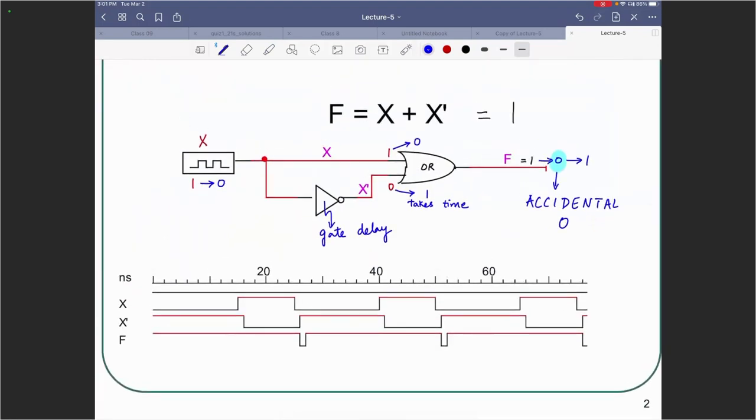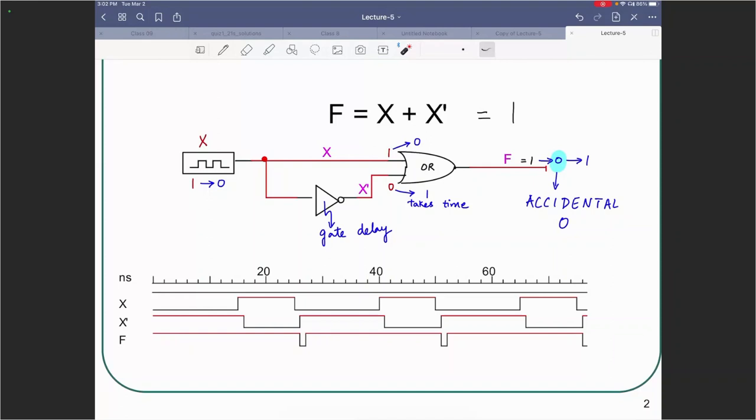Let's monitor the situation by taking a look at timing diagrams. What are these? These are waveforms for X, X complement, F. Their levels are being monitored as a function of time. So you have a time scale that is provided in nanoseconds. So you've got 20 nanoseconds there, 40 nanoseconds over there, and so on. So the x-axis is time, and the y-axis is amplitude. So let's try to take a look.